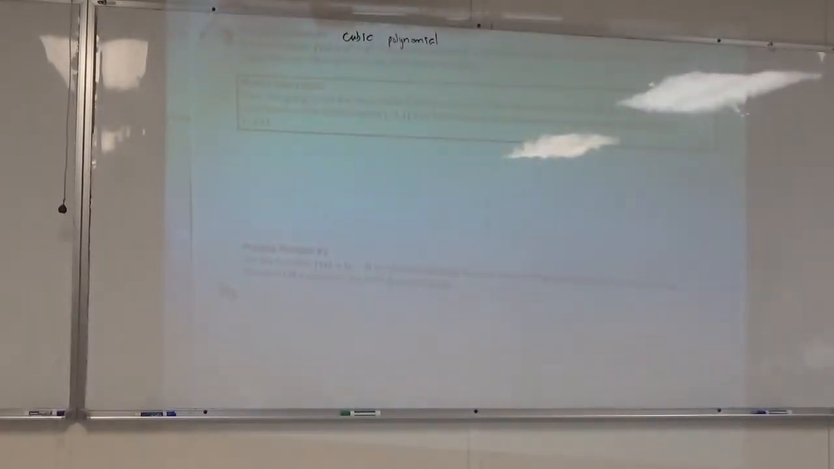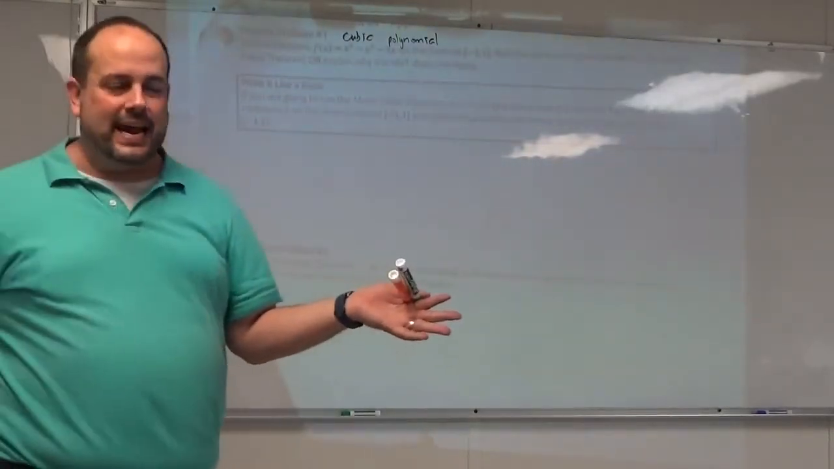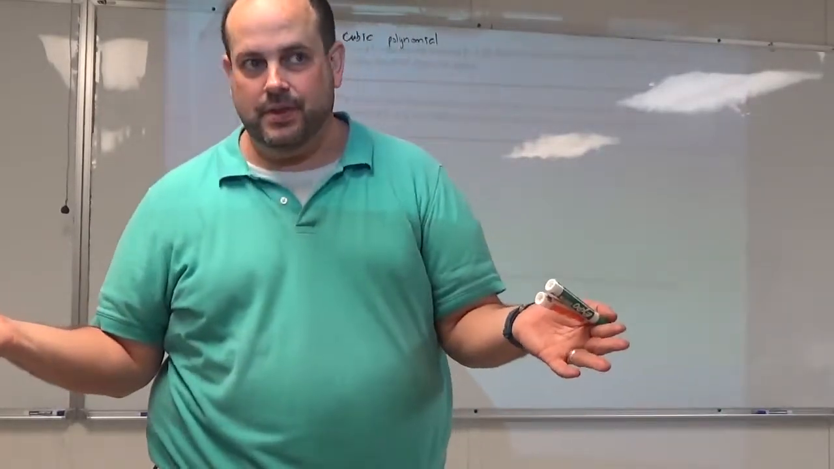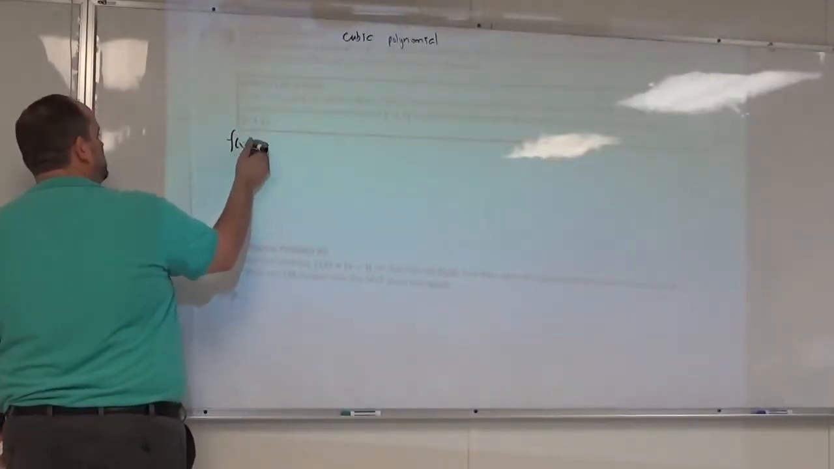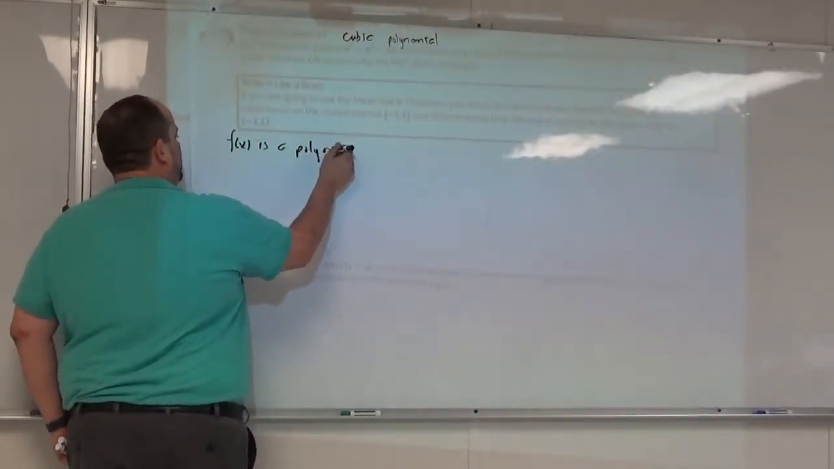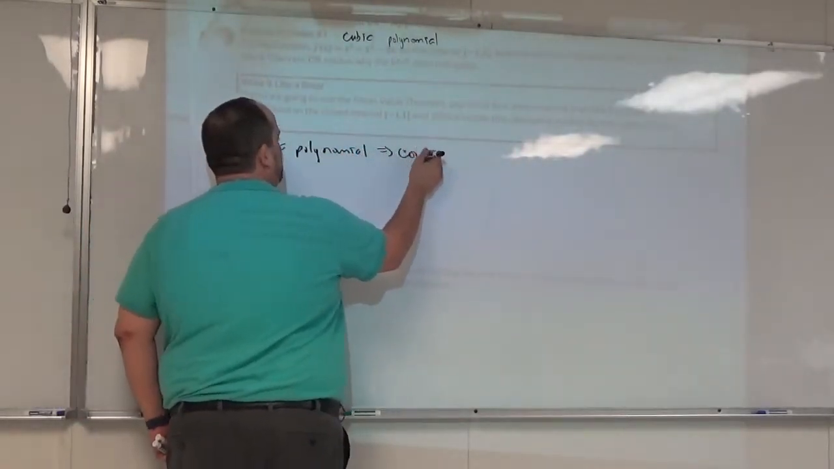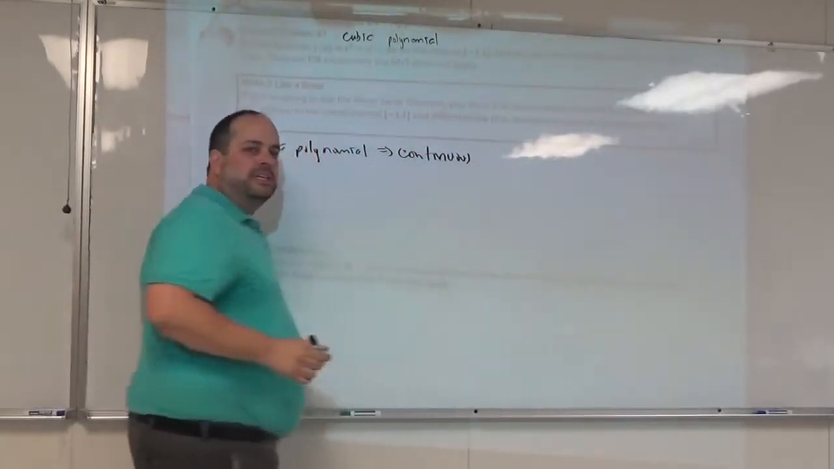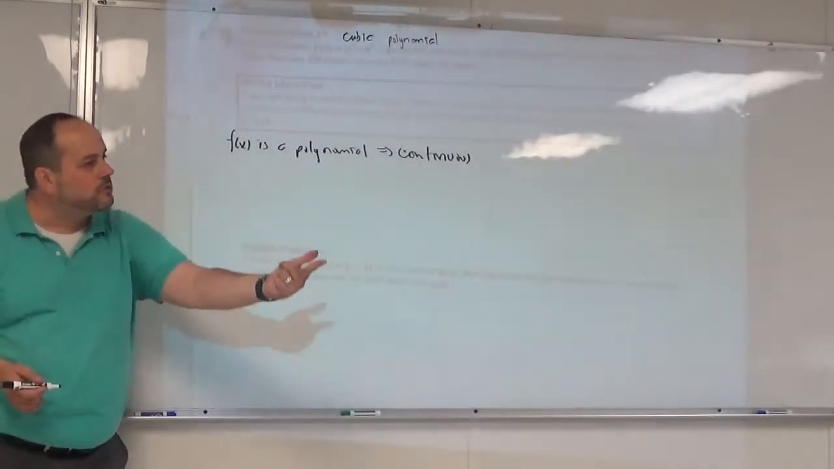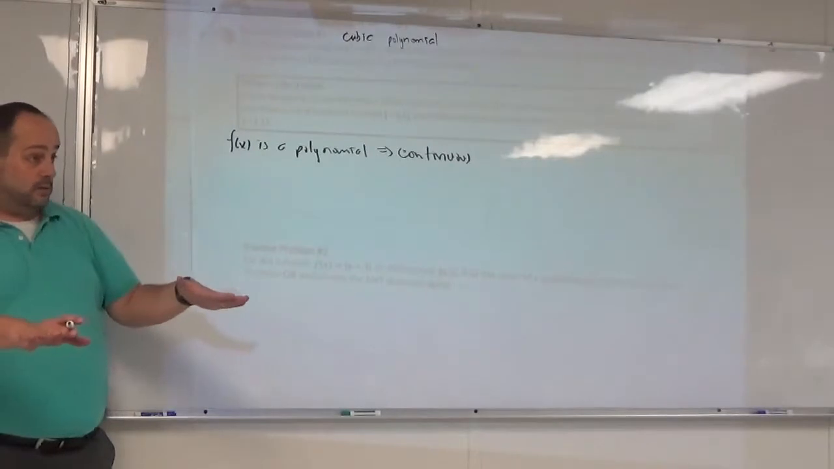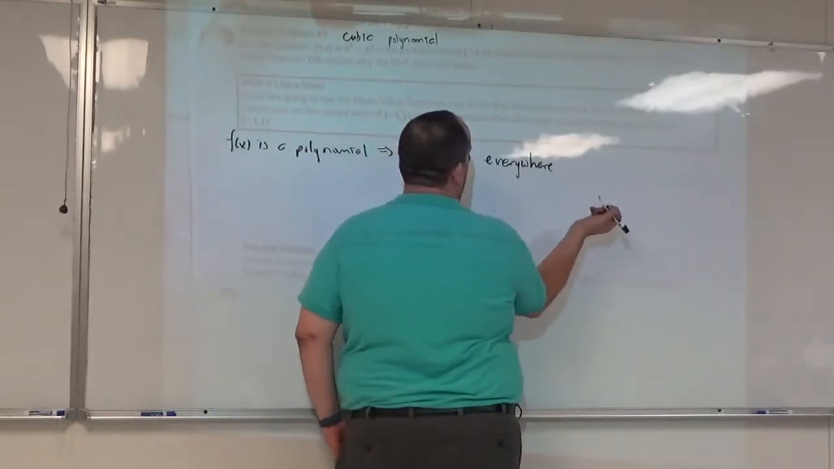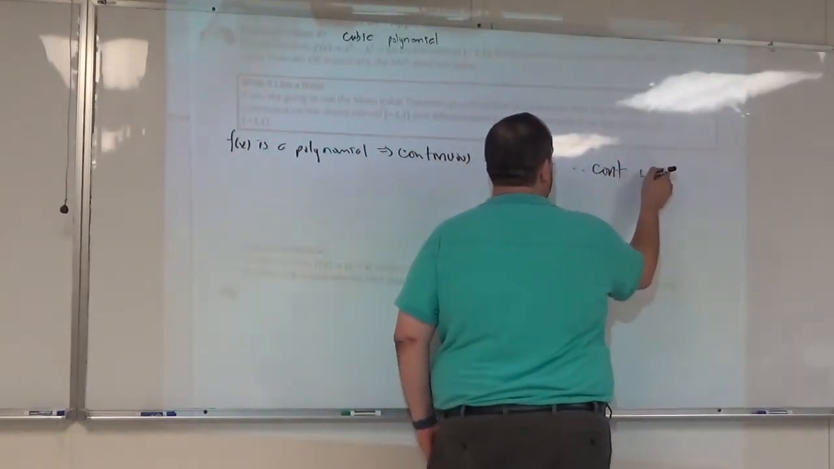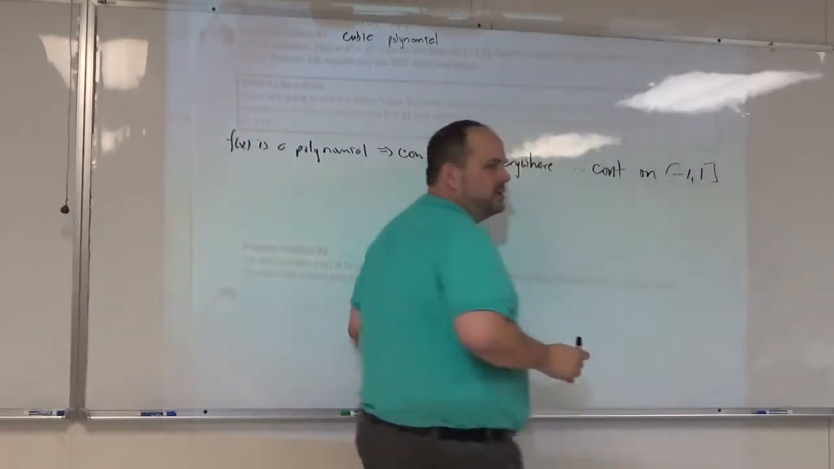This is a cubic polynomial. What do we know about any polynomial on the planet? They're all continuous. F is a polynomial, which means continuous, because the issue with continuity is, are we dividing by 0? Are we taking square roots of negative numbers? F is continuous everywhere. So do we have continuity on our interval? Yes. Therefore, continuous on the interval [-1, 1]. Good. Next thing to check.